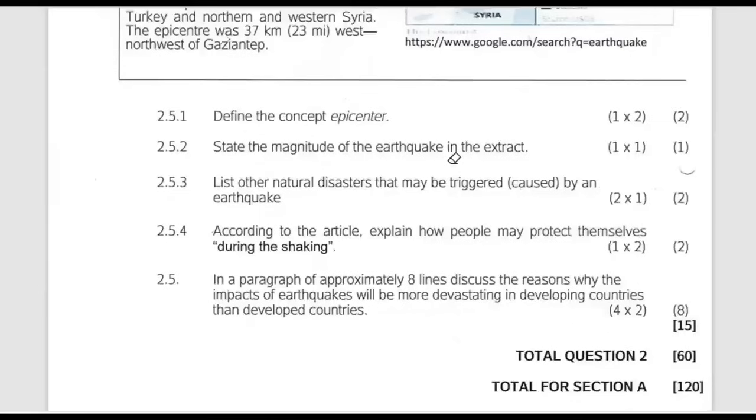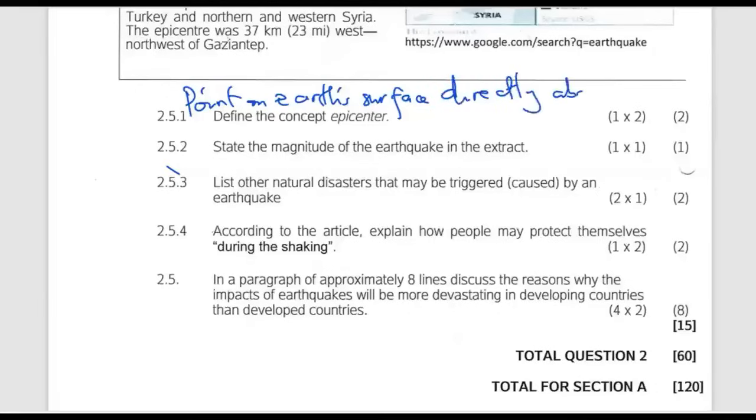We can define an epicenter as, in simple terms, a geographical point on the Earth's surface which is directly above the focus. That is an epicenter. The focus will be inside the Earth's crust where the earthquake starts. But a point which is directly above that point where the earthquake starts on the Earth's surface is what we call the epicenter.